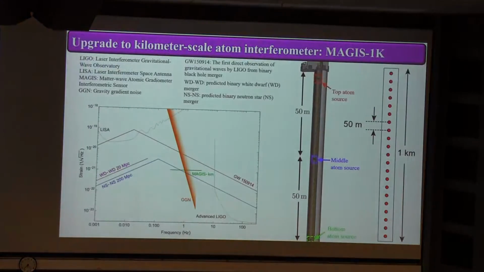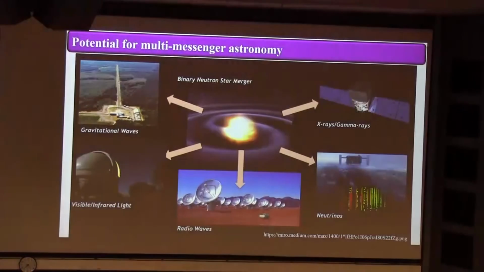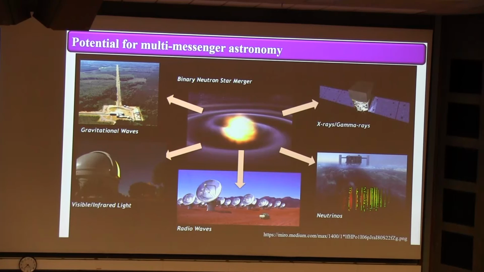Now, as you can see, because MAGIS-100 is at lower frequencies, we can predict events expected to register on this months in advance. So one thing we can do is that once we see some binary merger or white dwarf merger, we can send the message to LIGO and other instruments so that they can point their instruments and look for that event at the higher frequency. This opens up the very exciting possibility of multi-messenger astronomy.